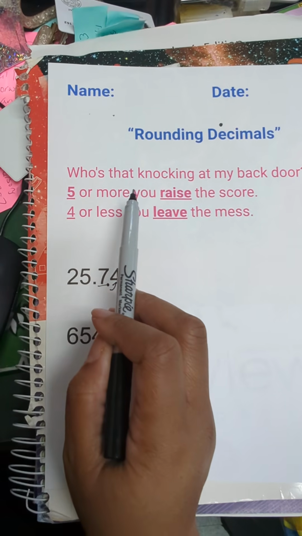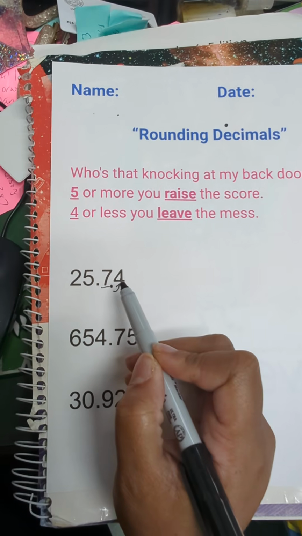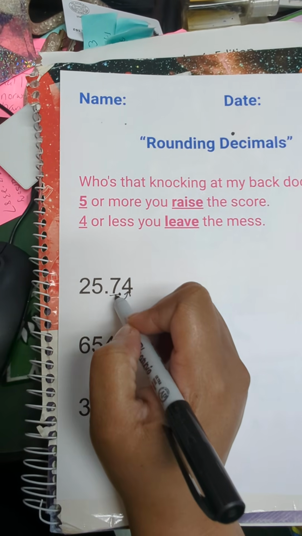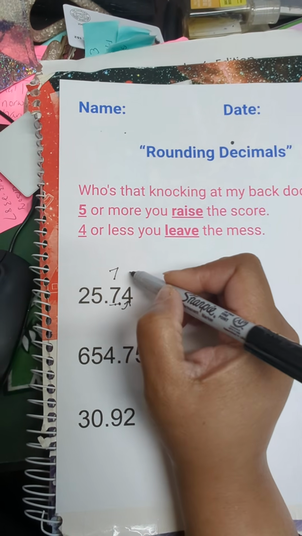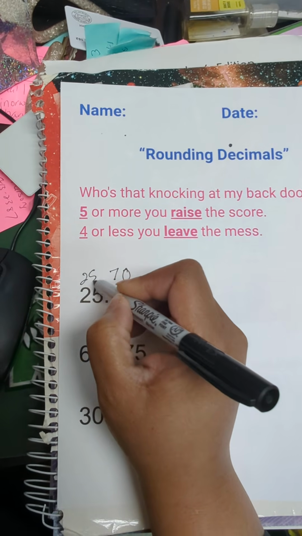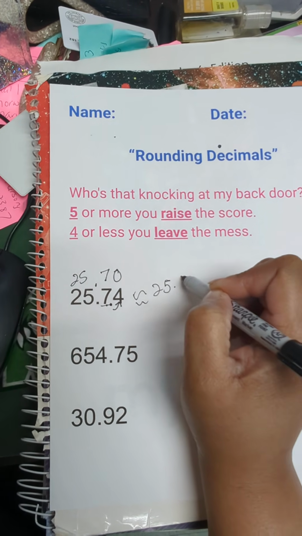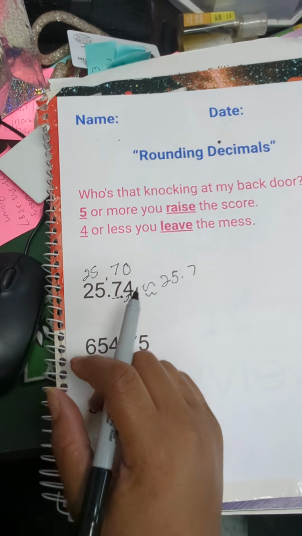5 or more, you raise the score. 4 or less, you leave the mess. So here we have a 4. So that qualifies under 4 or less. You're going to go back to your place value. Leave it the same. Everything behind that place value becomes a 0. Everything in front of the place value stays the same. So our answer here is 25 and 7 tenths, okay? Or 25 and 70 hundredths. They're both the same value.